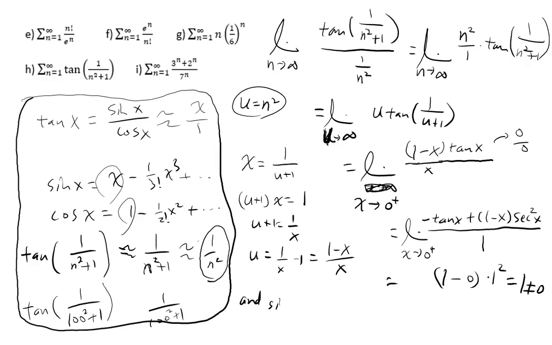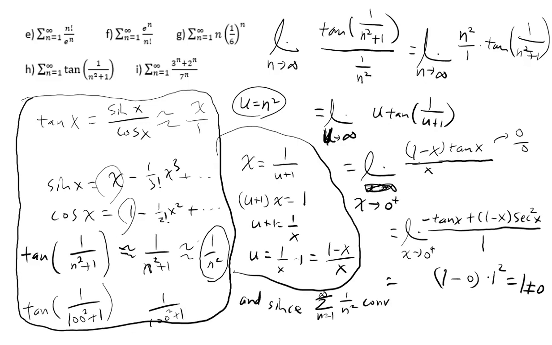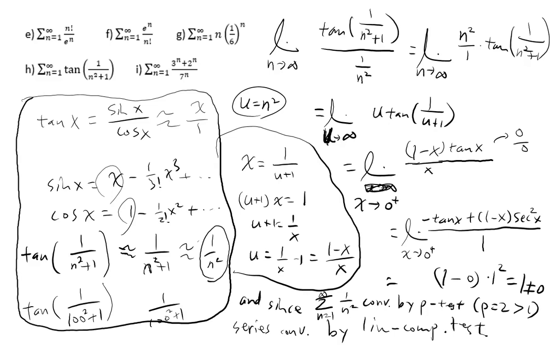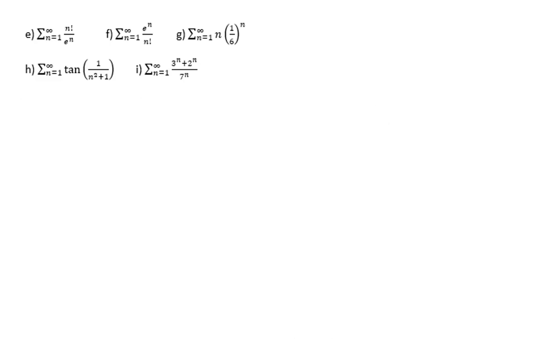And since the series sigma n equals 1 through infinity of 1 over n squared converges by the p-test, p equals 2 greater than 1, the series converges by the limit comparison test. Okay.